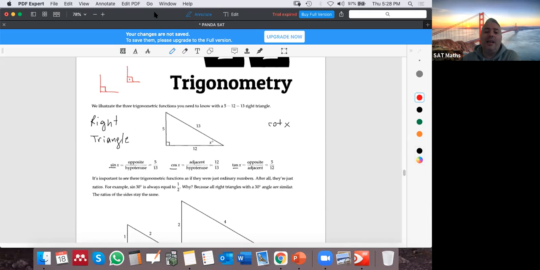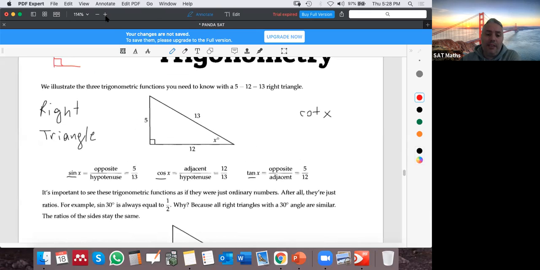So what is the sine of x? Let me make it bigger. Sine of x means opposite over hypotenuse. We should memorize this. The opposite of the angle has side length 5, and the hypotenuse is 13. You know what the hypotenuse means? The hypotenuse is the largest side of a right triangle, and it is the side opposite the 90 degrees. So always the side opposite the 90 degrees is called the hypotenuse.